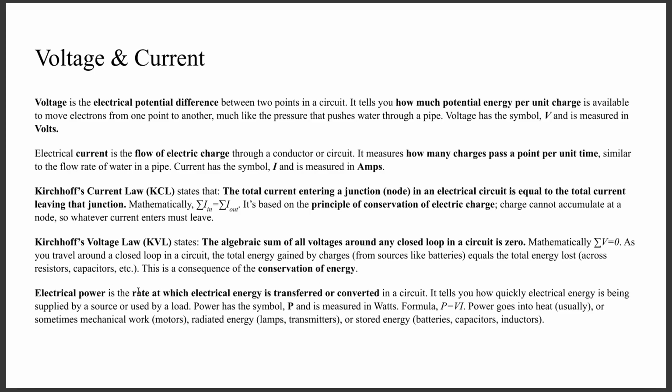Electrical power is the rate at which electrical energy is transferred or converted in a circuit. It tells you how quickly electrical energy is being supplied by a source or used by a load. Power has the symbol P and is measured in watts. The formula is P equals VI. Power goes into heat, usually, or sometimes mechanical work like motors. It can be radiated as energy, such as lamps or transmitters, or stored energy, batteries, capacitors, and inductors.